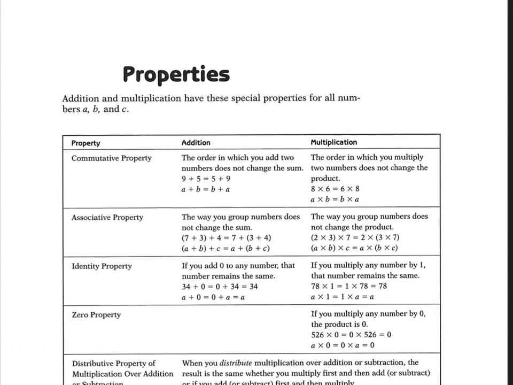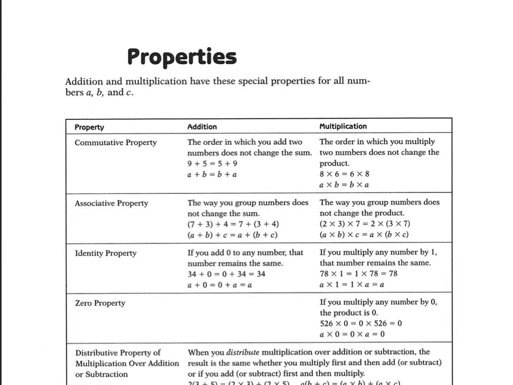Now the properties of these numbers. With addition and multiplication, we have these specific properties for numbers A, B, and C. So we have first the commutative property, which just means the order changes. So when you think commutative, think order. For associative property, the way you group the numbers changes. So think parentheses. Identity property is when you add 0 to anything, or if you multiply it by 1.